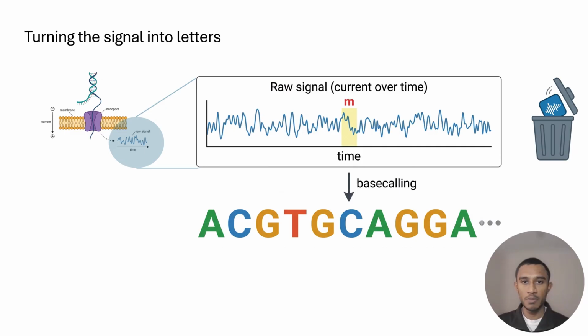So what do people do with that wobbly signal? They run it through a software called a base caller. Base calling software translates the wobbles back into the letters A, C, G, and T. And for most researchers, that's the end of the story. They keep the letters and they throw the raw signal away. Here's an analogy. It's like recording an interview, typing up the transcript and then deleting the audio. The transcript is useful, but you've lost the tone of the voice, the hesitations, everything that wasn't in the words.